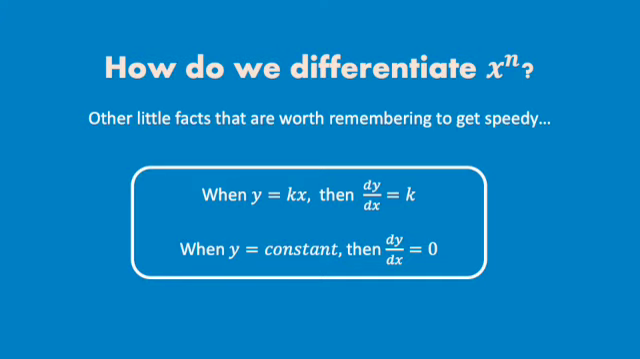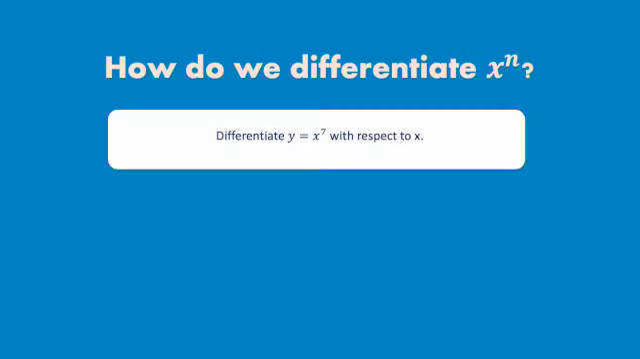Really handy things. So let us have a go now at putting this into practice and seeing a few examples and see if you can do it. All right, so differentiate y equals x to the 7 with respect to x. By all means, pause the video here and see if you can do this one yourself using the techniques that we've said. If not, let's have a look together.